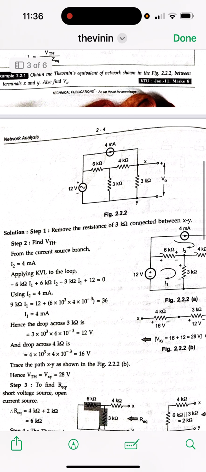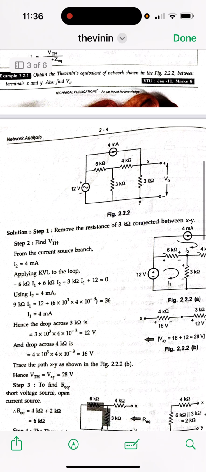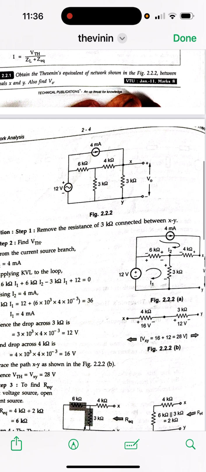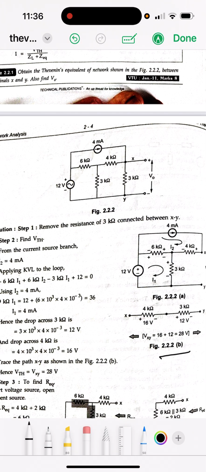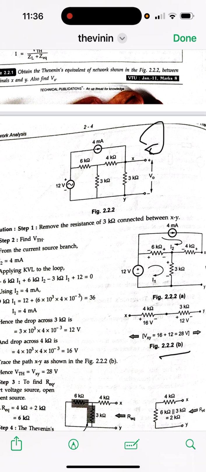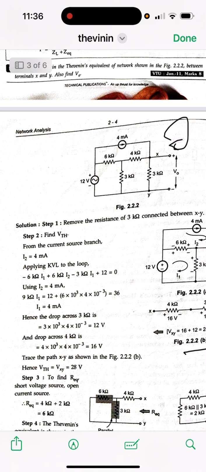Coming to this, the first thing is you have to label everything, I1, I2 and all of those things. They have labeled it clearly in figure B. The current is going in the clockwise direction, that you label. Then you should know KVL. Without KVL, we cannot proceed further.